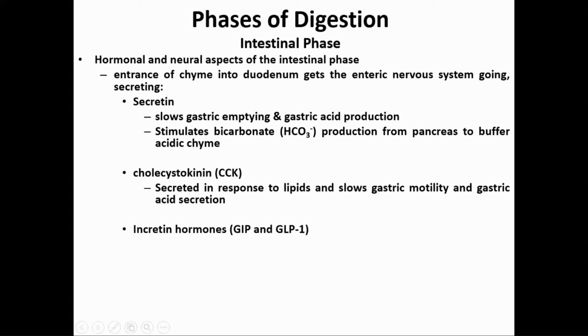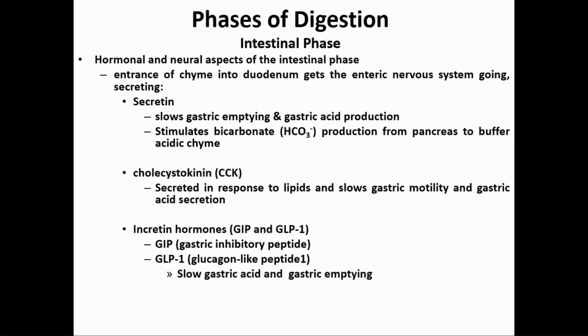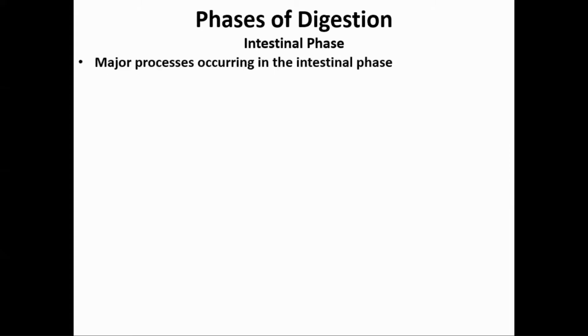Then there are other hormones also, gastric inhibitory peptide and glucagon like peptide. Gastric inhibitory peptide slows the gastric acid and gastric emptying, whereas the glucagon like peptide stimulates the insulin release from the pancreas.